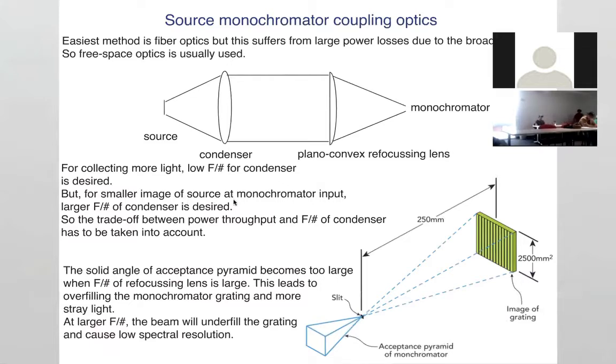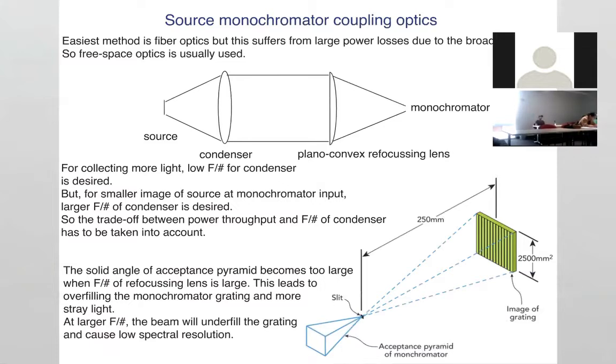But for a smaller image of the source at the monochromator input, a larger F number of the condenser is desired. In other words, if I want to have a very precise wavelength here, I need a smaller condenser. So those are two opposing requirements with which I have to do some design trade-offs, particularly between the power that can be transmitted and the F number of the condenser.